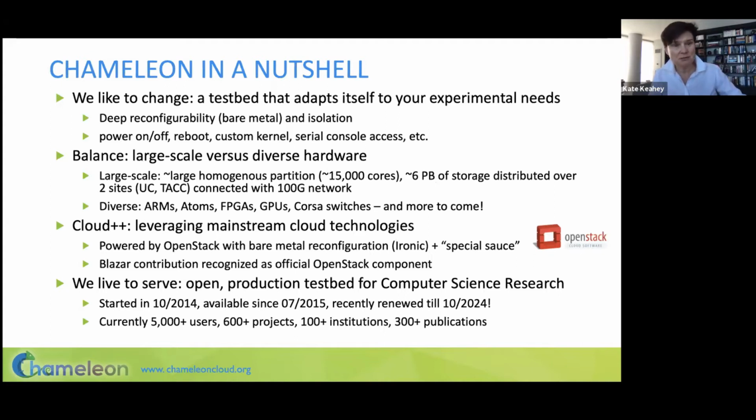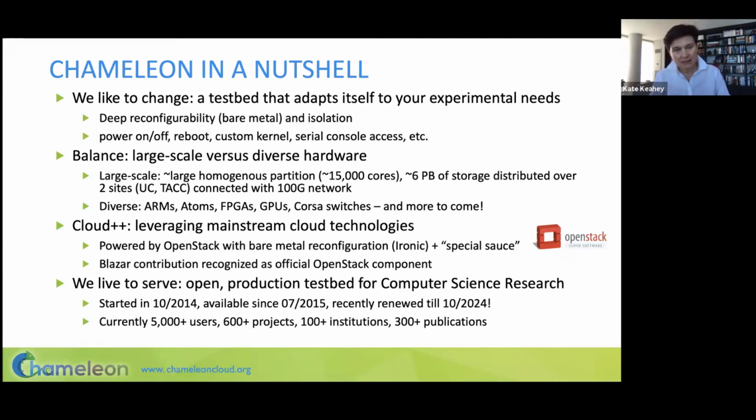First of all, everybody knows chameleons like to change, right? So why are we called Chameleon? It's because we like to change. We like to reconfigure our resources in such a way that they are just perfect for your experiment. So we support deep reconfigurability at bare metal level, and we also support isolation between experiments. That goes not just to bare metal when you do experiments on nodes, but also in networking. Users have a lot of power on the nodes that they execute on. They can power them on, power them off, and reboot them. They can boot from a custom kernel and get serial console access.